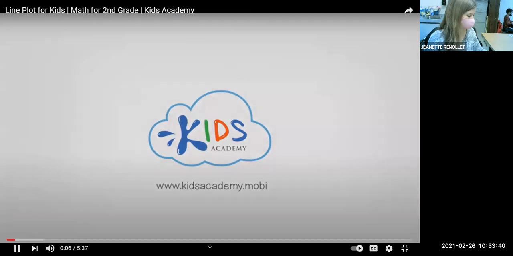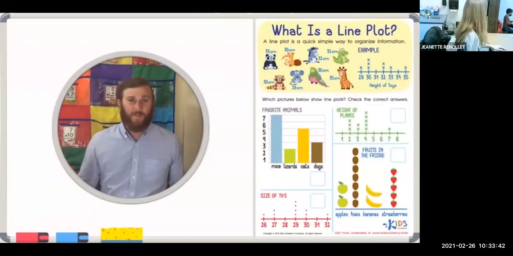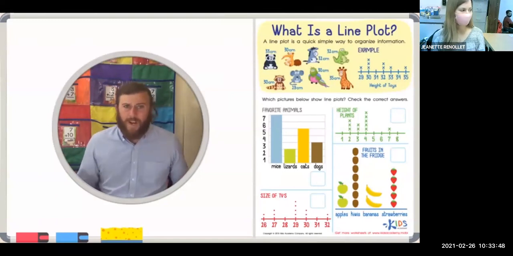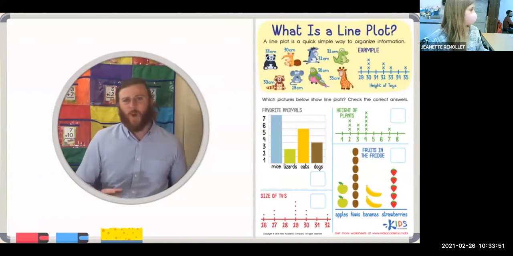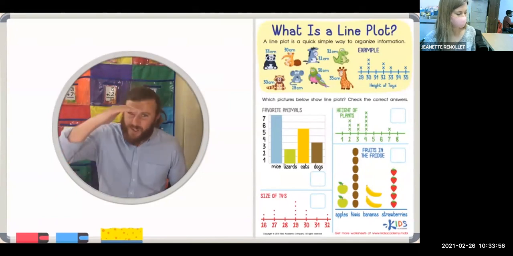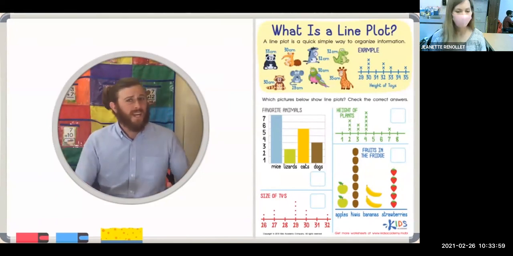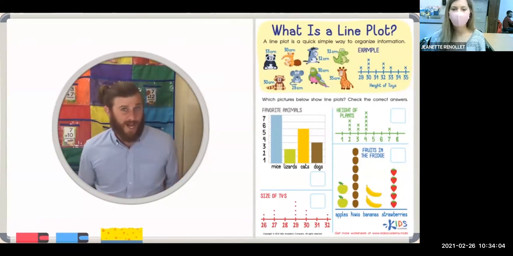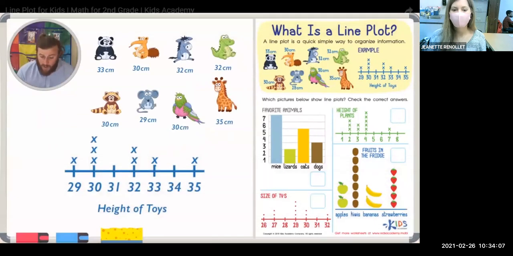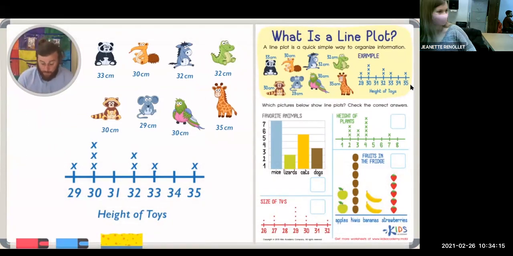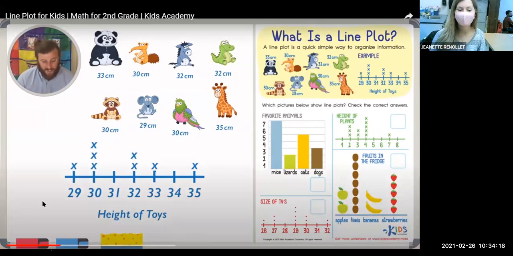Welcome to Kids Academy. Hello, boys and girls. This is Teacher Michael. Today, I'd like to talk to you about line plots. Well, what is a line plot? A line plot is a quick and easy way to display and organize information. Let's take a closer look at a line plot so that way we can easily identify or see what is a line plot and what's not a line plot. So, in our example, we have some animals. We also see the heights of each of the animals. Now, I'm guessing these are stuffed animals because the heights are kind of small. So I see one animal, the panda is 33 centimeters.